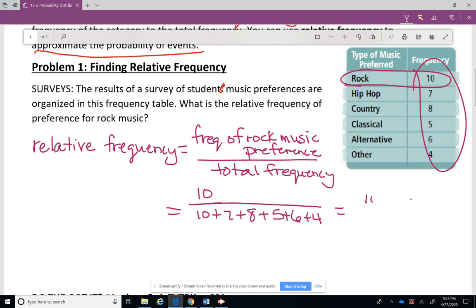So it's going to be 10 over, go ahead and add those up and see what you get. I would probably do it like this. This is 10, this is 10, this is 15, this is 5. Add them like that. You can do it real quick. So you should have got 40, and then you want to reduce, and you want to say 1/4. So the relative frequency of rock music being the preference is 1/4. So that's your answer.